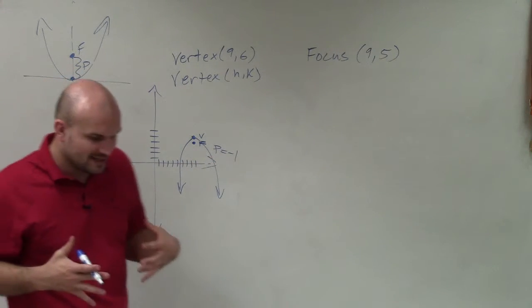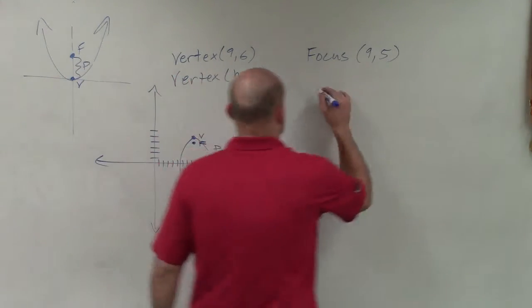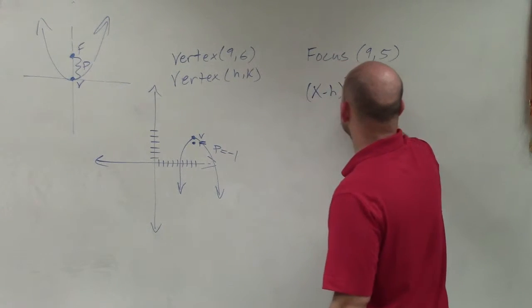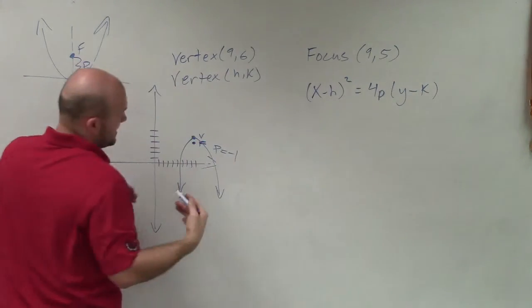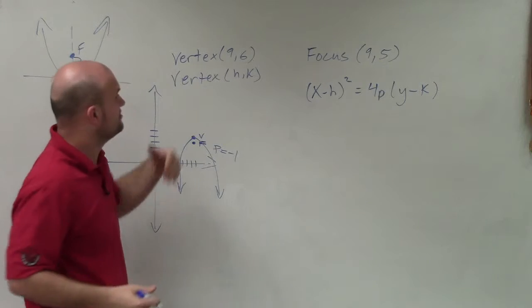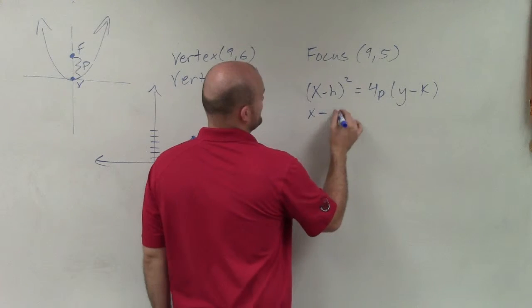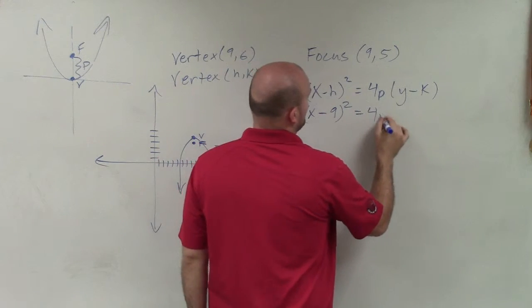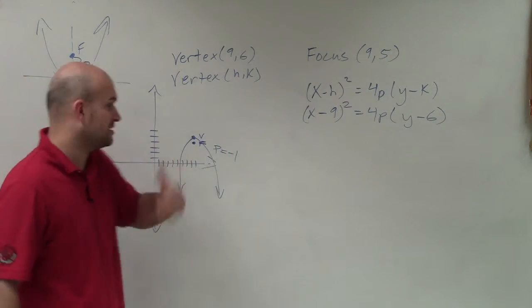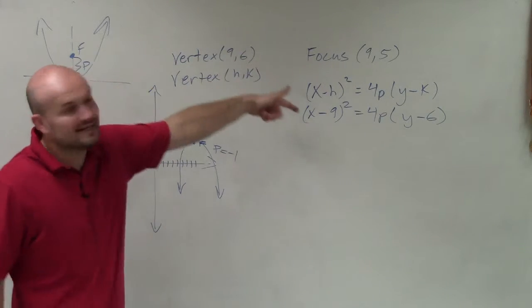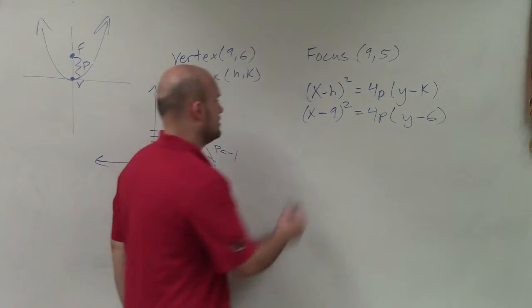All right. So now the next thing I notice is that my parabola has a vertical axis of symmetry. Therefore, the equation for this is going to be (x minus h) squared equals 4p times (y minus k). Now again, the h and the k come from the vertex. So I can plug in those values, which is going to be (9, 6). So I have (x minus 9) squared equals 4p times (y minus 6). All right, remember it's x opposite of h. So you're going to plug in the 9 for h, and this is x minus 9. Now I can plug in my p, which in this case is -1.